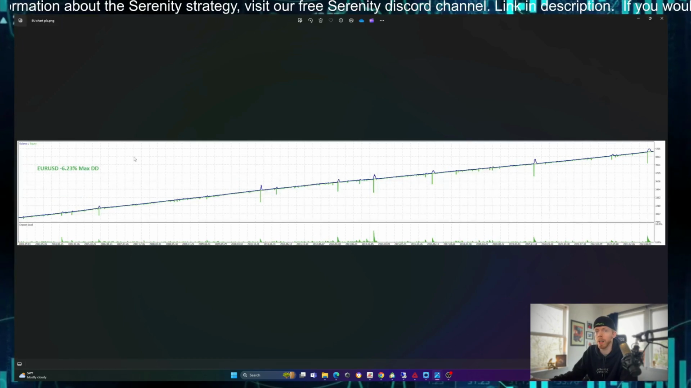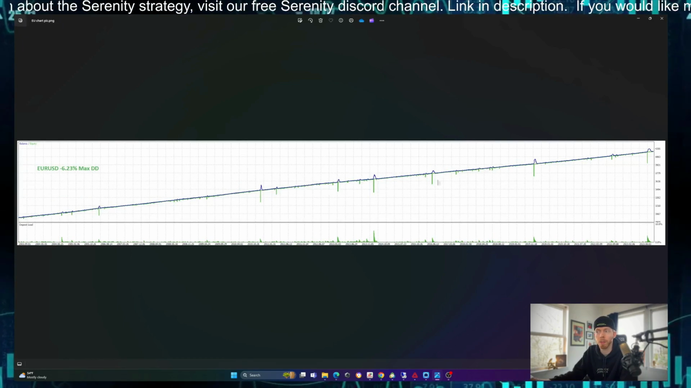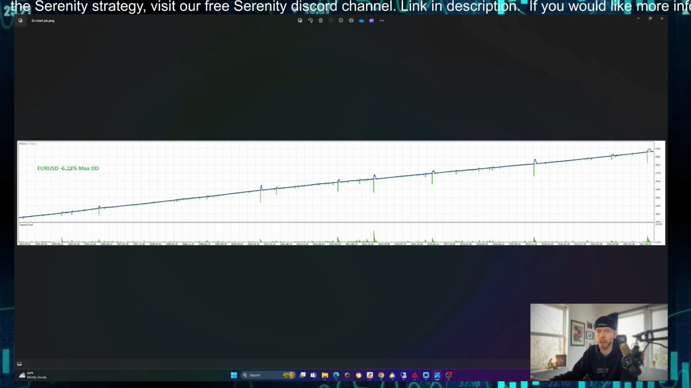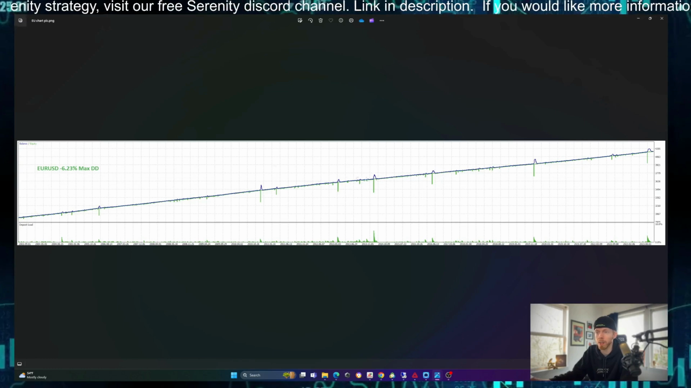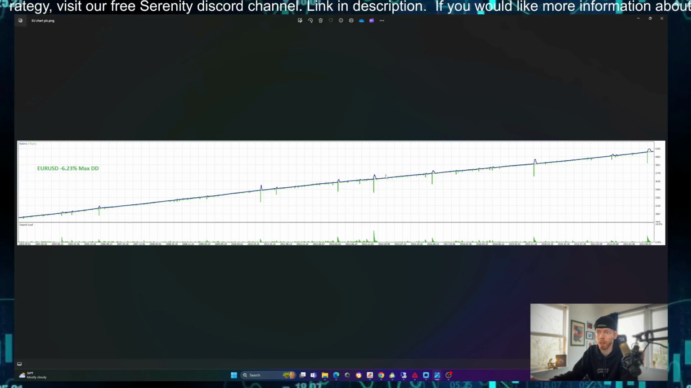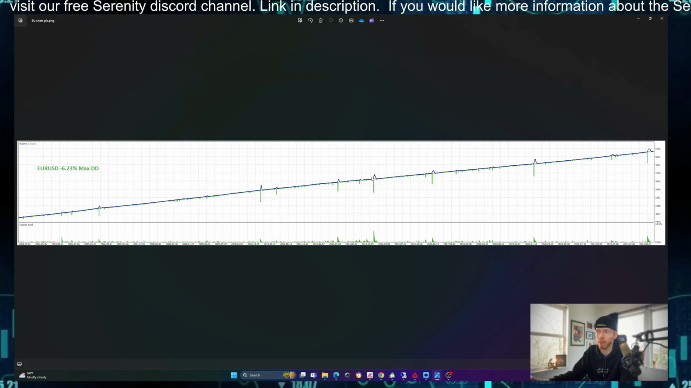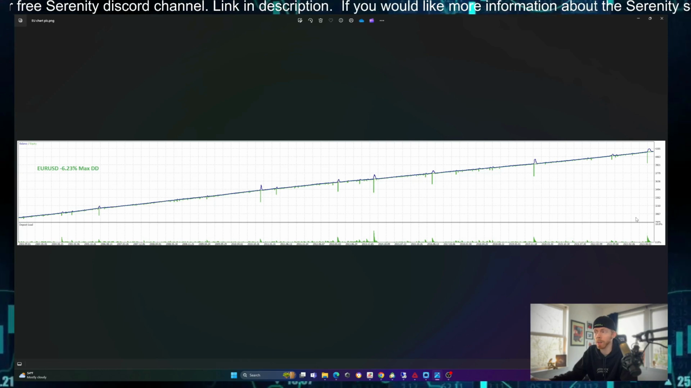All right. So this is the Euro US dollar, another really good pair. You can see that maximum drawdown is really low. So you can estimate that the maximum drawdown was hit right on this one. It looks like it's the biggest dip in the equity, and that happened in 2013.